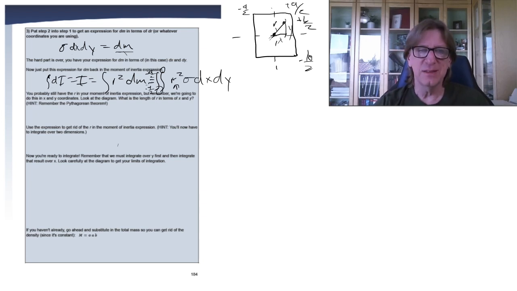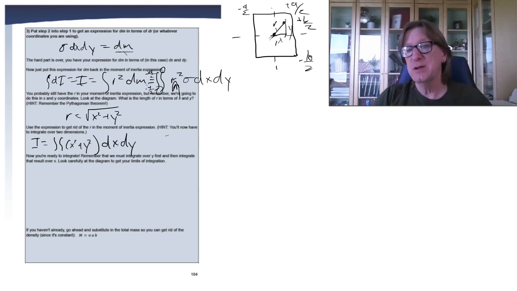Well, it's in the hint. That's just the Pythagorean theorem. So r is equal to the square root of x squared plus y squared. We'll plug that in right here. Fortunately, it's going to be squared, so that square root is going to go away. So I get this double integral, remember, minus a over 2 to plus a over 2, minus b over 2 to plus b over 2, and then r squared is going to give me an x squared plus y squared dx dy.